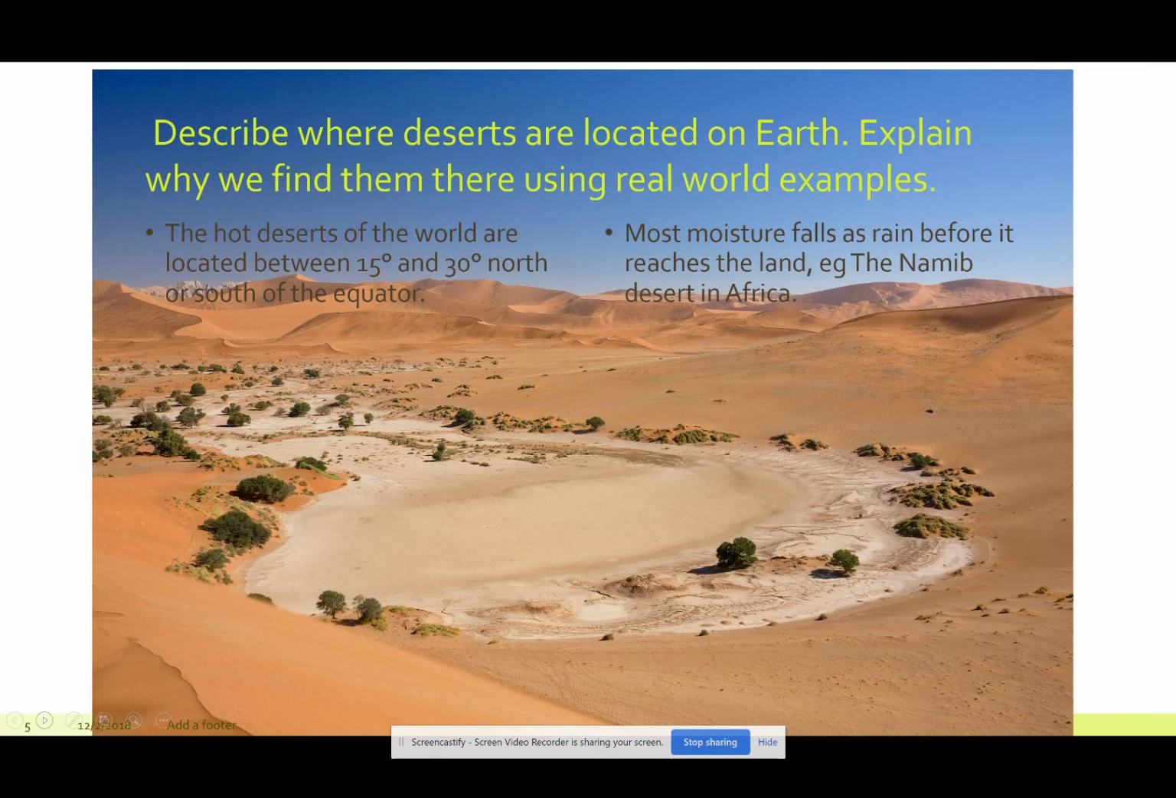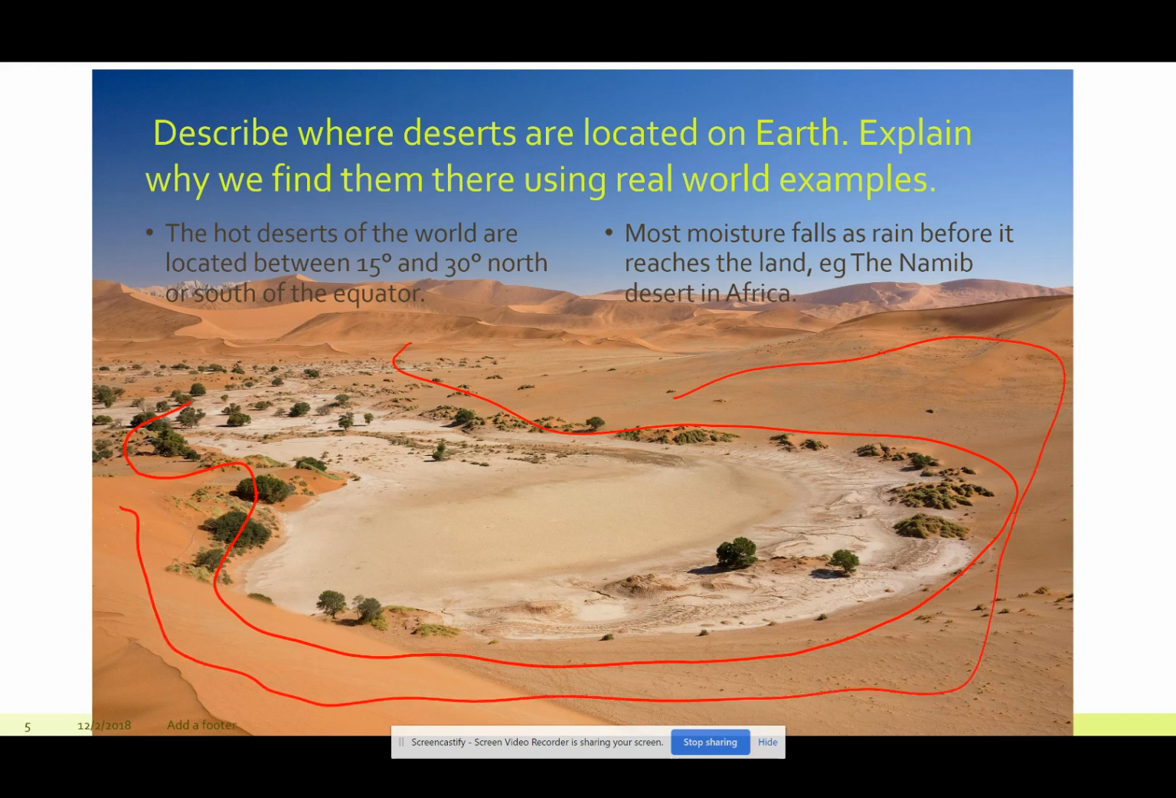Now, in the desert, the hottest deserts are located between 15 and 30 degrees north or south of the equator. Most moisture falls as rain before it reaches the land, causing it to be this hot. An example of this would be the Namib Desert in Africa. And here's a recent rainfall, where this is a lot less dry than the rest of the desert, considerably from the rainfall.